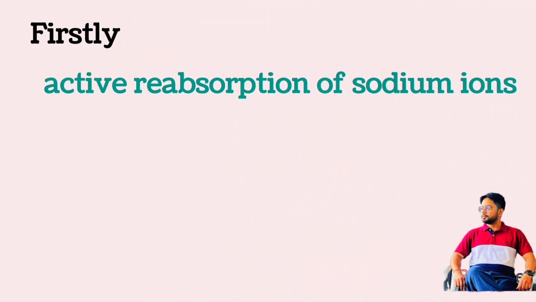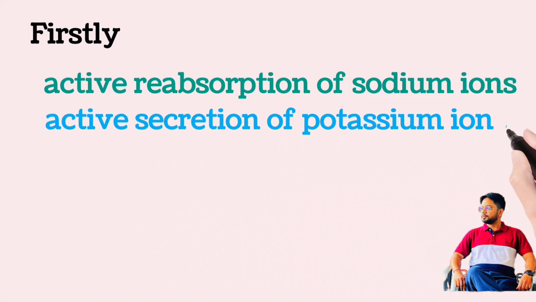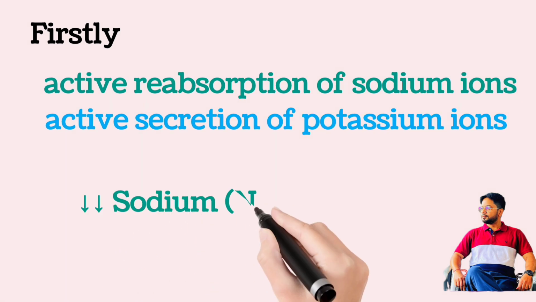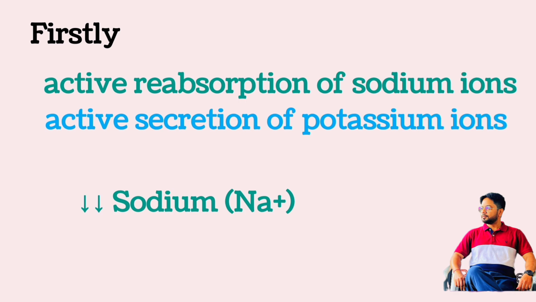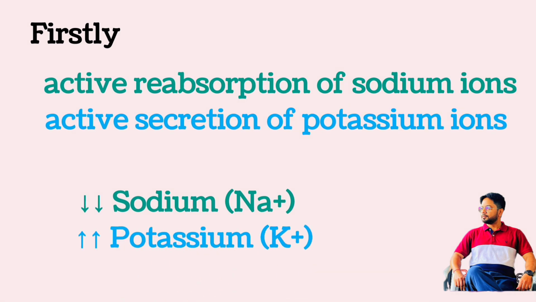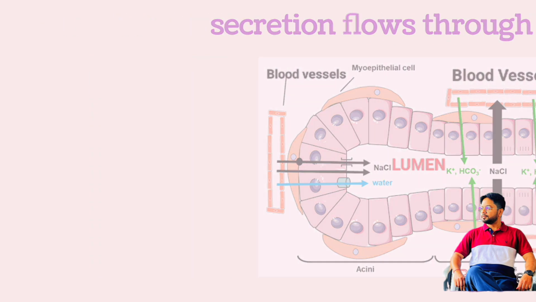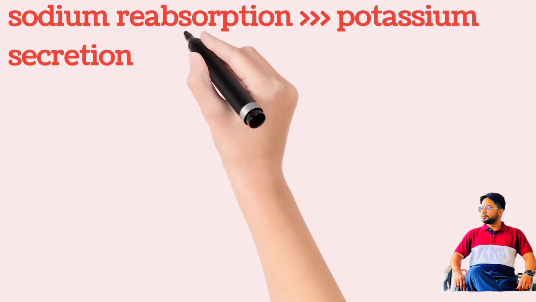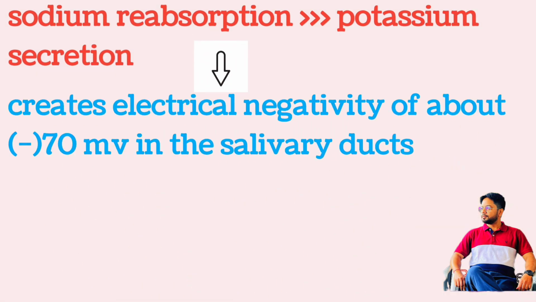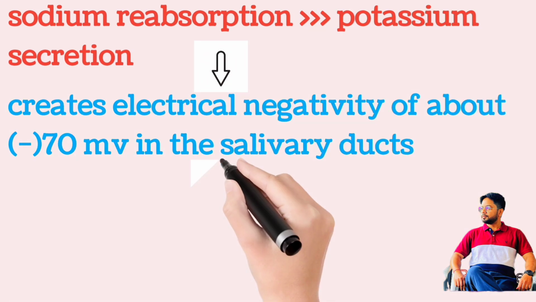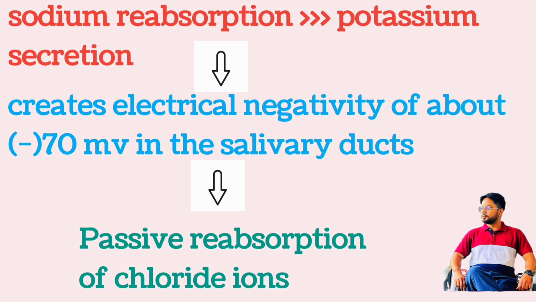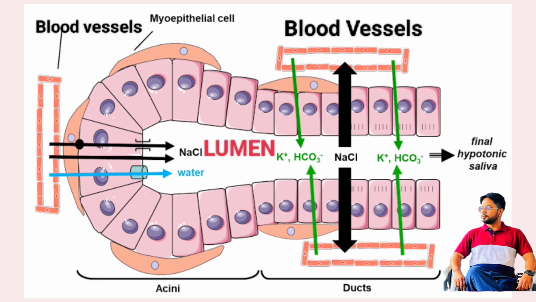Firstly, sodium ions are actively reabsorbed from all the salivary ducts, and potassium ions are actively secreted in exchange for the sodium. Therefore, the sodium ion concentration in the saliva becomes greatly reduced, whereas potassium ion concentration becomes increased. However, there is excess sodium reabsorption compared with potassium secretion, which creates electrical negativity of about -70 mV in the salivary ducts. This negativity in turn causes chloride ions to be reabsorbed passively.